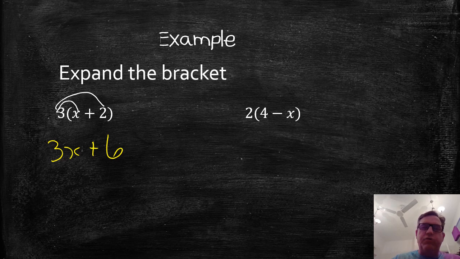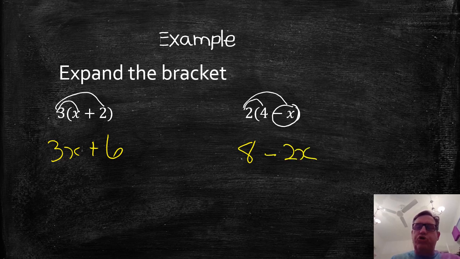The next example, I have a 2 out in front of the bracket. Remember, with no sign, this really means 2 times whatever is in the bracket. So I need to do 2 times 4 and 2 times, that's not an x, that's a negative x. So 2 times 4 is 8, 2 times negative x is minus 2x. It's just another way of writing an expression. Sometimes we're going to prefer it with the brackets, sometimes without the brackets. We need to be able to write it both ways.